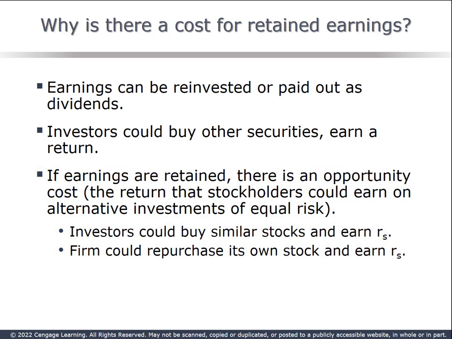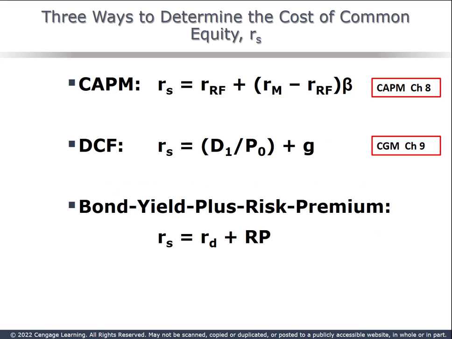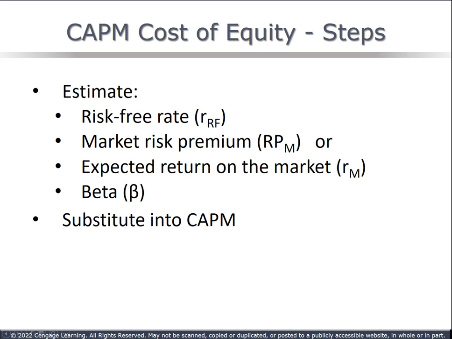Easy, but not free. We have three methods to find an estimate of the cost of retained earnings. CAPM from Chapter 8, the discounted cash flow model from Chapter 9, and this new benchmark, own bond yield plus risk premium method. So let's start with CAPM. To find the cost of equity using CAPM, we need to find a proxy for the risk-free rate, typically the long bond, the 30-year Treasury, estimate a market risk premium, or determine a proxy for the return on the market, which is typically the return on the S&P 500. Find or calculate beta. Substitute these into the CAPM equation.